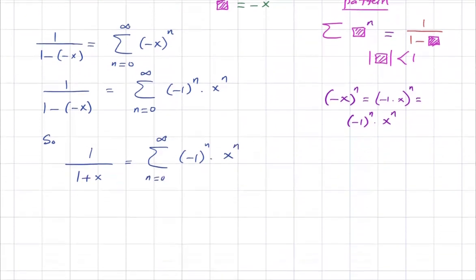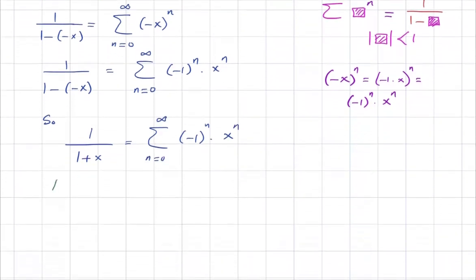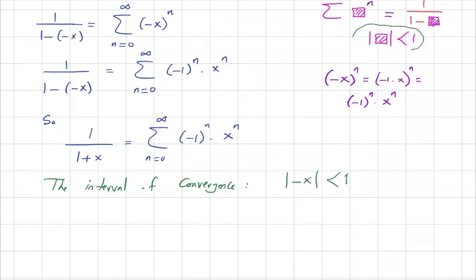And for the interval of convergence, the absolute value of minus x must be less than 1. This is basically the absolute value of the box, and the box is equal to negative x. Remember that the absolute value of negative x is the same as the absolute value of x. So x must be bounded between negative 1 and 1. So the interval of convergence, I, is the open interval negative 1 to 1.